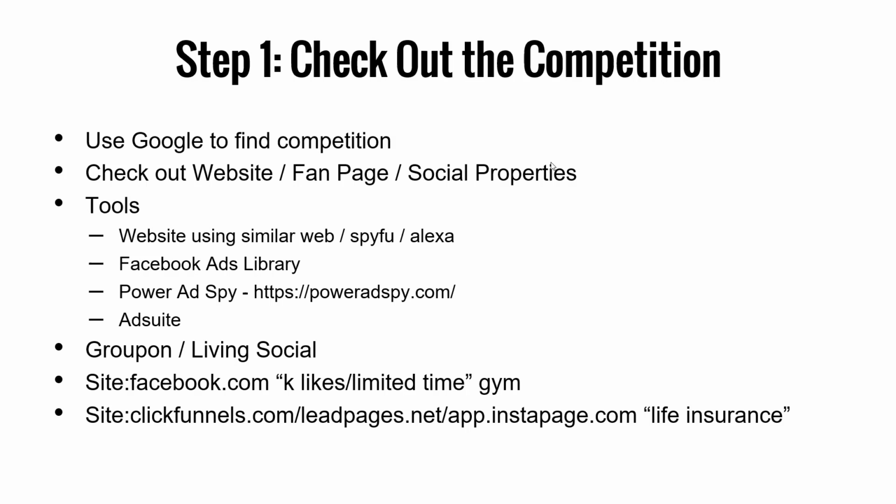And then finally, there are some advanced Google searches. If you guys have checked out my Google hacking, which is in the Cheat Codes program, I cover this in more detail, which is typing into Google advanced search queries like facebook.com/ likes limited time gym, right? That way it's going to try to pull out some gym ads. And then also clickfunnels.com, leadpages.net, any landing page builder with the name of the niche, you can sometimes find some really good landing pages that have been built by other marketers, so we can start to get some ideas of how we format our stuff and what advertisement copy we're going to use.